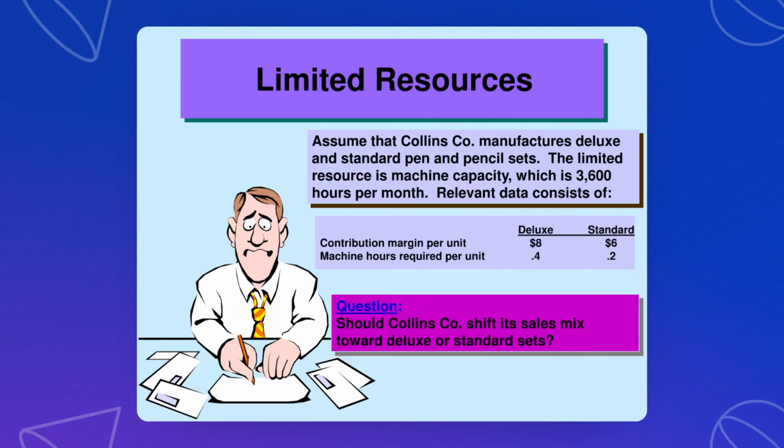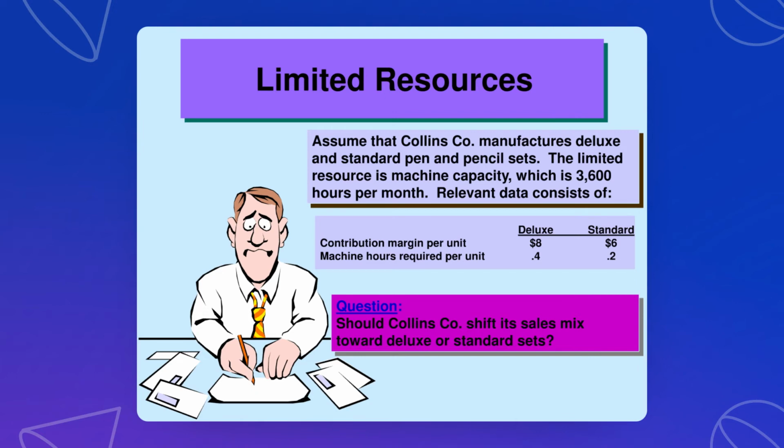Alright. So, in terms of limited resources, class, for example, we assume that Collins Company manufactures deluxe and standard pen and pencil sets. The limited resource is machine capacity, which is 3,600 per month. So we are making deluxe and standard. The CM per unit of deluxe is $8, while standard is $6, while the machine hours required per unit is 0.4 for deluxe and 0.2 for standard.